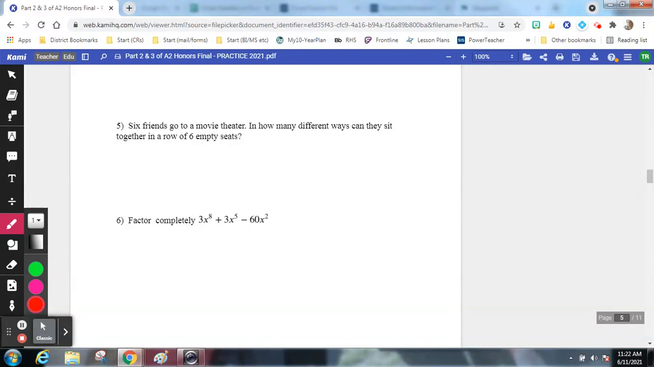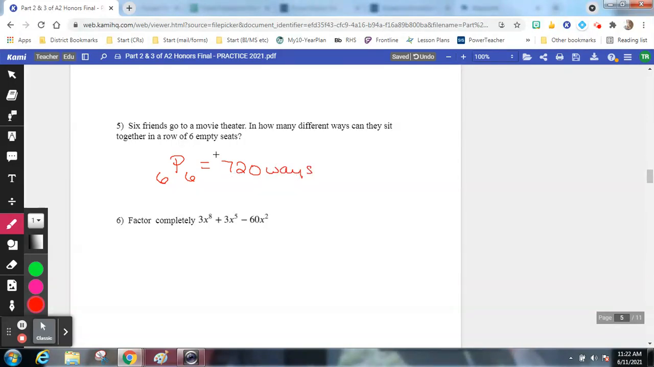So say I go in and I sit in the first seat, no one else can sit there. So I made the order matter. If I go in and I sit in the middle, no one can sit there. I've forced the order to matter. So this is a permutation. I have 6 seats and 6 friends that are going in the seats. So 6P6 comes up with 720 ways.